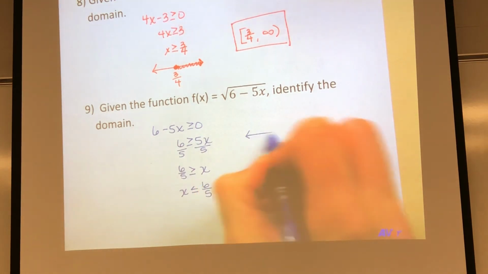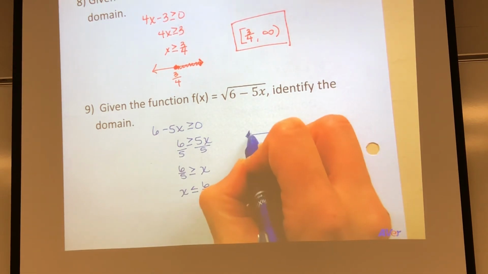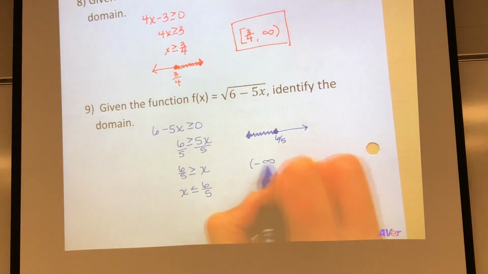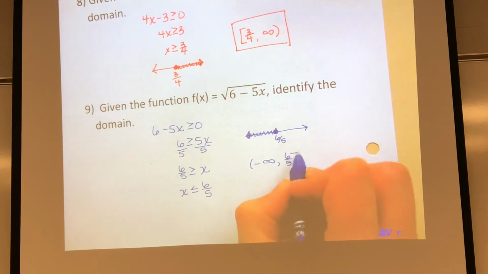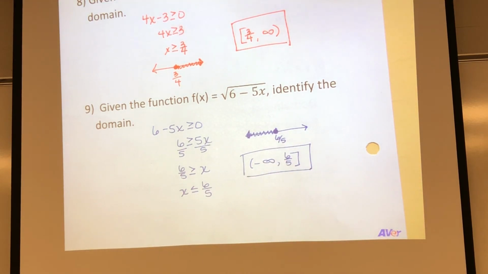So if we were to sketch a picture of this one, our 6/5, it says x is less than that. So everything to the left. So that would be negative infinity to 6/5 with a bracket. So again, just one interval. So most of the time when we have a radical, we just have one interval, as opposed to the other one when we had a fraction, you usually have more than one interval.